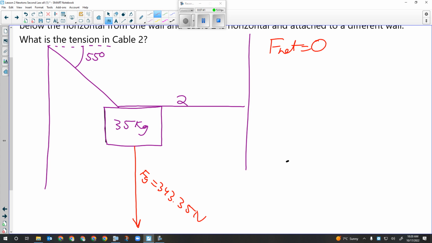Okay. What are the forces acting on this sign? Gravity is one of them. What else? Tension from the two cables. Yeah, the tension from the two cables. Okay, we've got cable 2 pulling to the right.